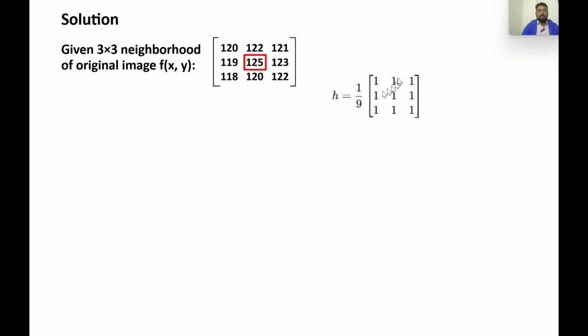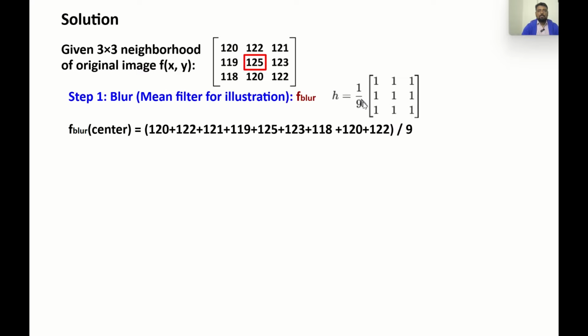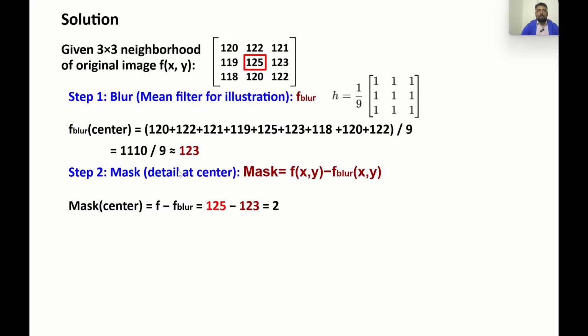Okay, so for that, this is your mask value. Your mask value is actually nothing but the mean filter we are applying here. So what we'll be doing is, the pixel values 120, 122, 121, 119, 125 will all be multiplied by one each element, and divided by 9. So you can see that I have multiplied all of them, 120, 122, 121 and so on, added them and divided by 9. That is the process to get the output, right? So the answer is 123. So 125 became 123. This is nothing but your f blurred value.